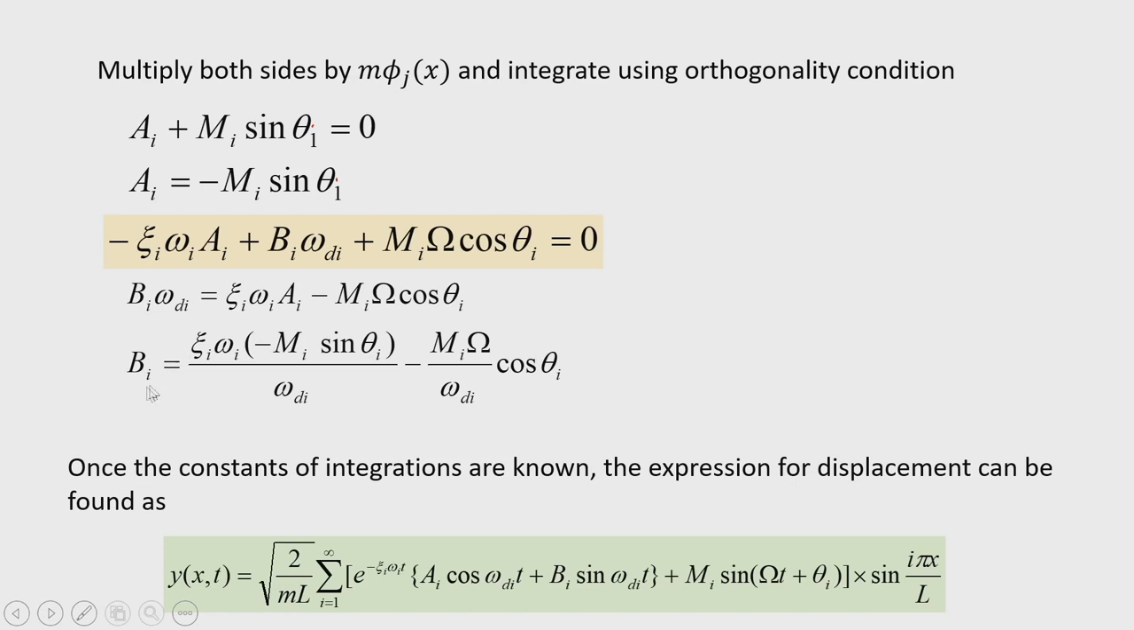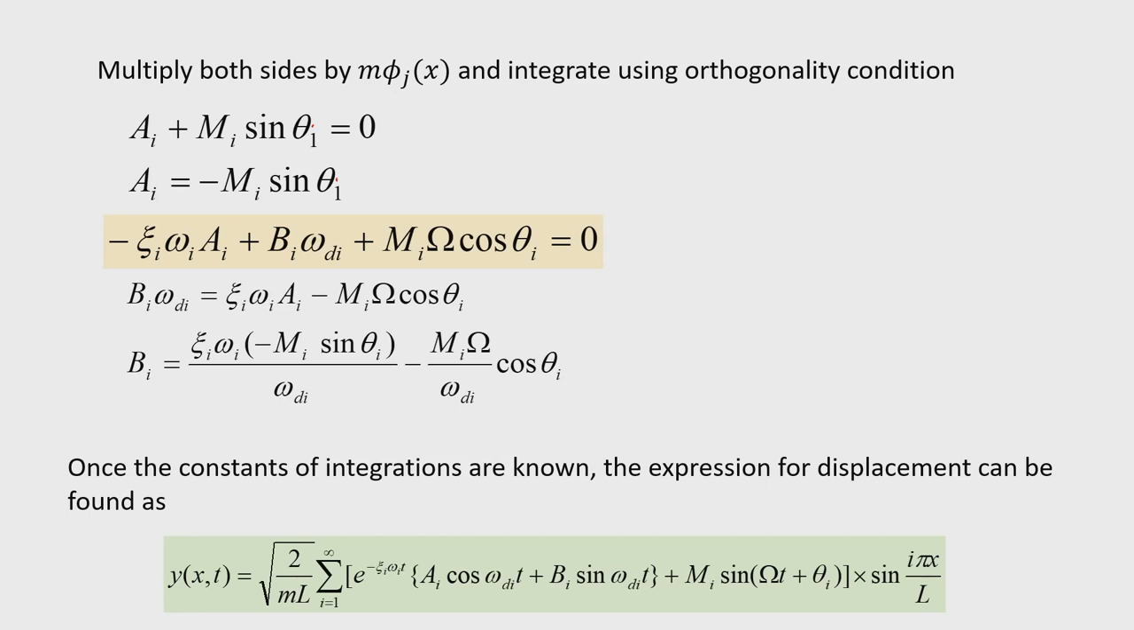So from that we can now get the final expression for b I. So b I is equal to j omega I into minus M I sin theta I divided by omega d I minus M I omega divided by small omega d I into cos theta I. So once the constants of integration are obtained, then the expression for the displacement can be written.